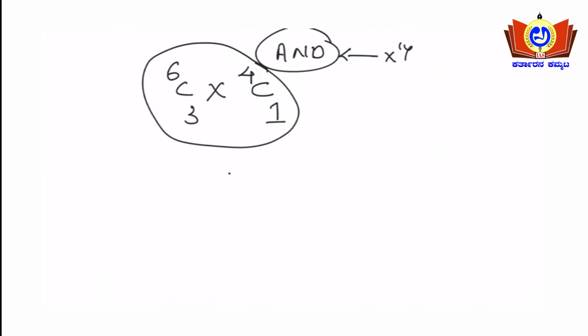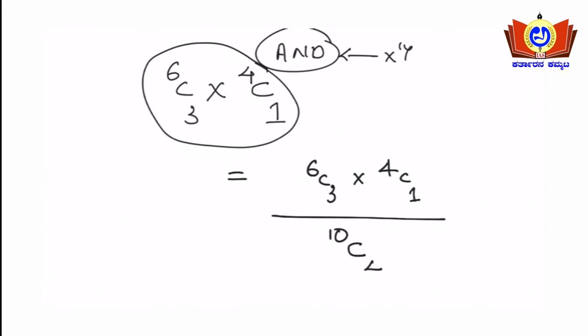This formula you need to take care of while writing. See here, the formula will be 6C3 into 4C1 upon, see here, upon. So how many total balls are there? 6 red balls and 4 yellow balls, so there are totally 10 balls. Out of the 10 balls, we are picking 4 balls. 10C4. Understood, guys? Why have I written it like this? Total number of possibilities, based upon the formula.